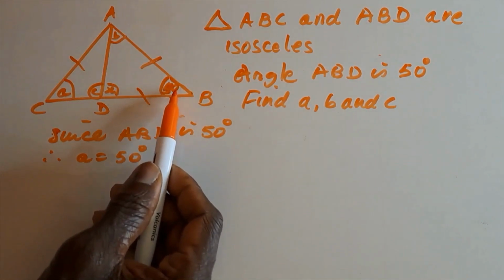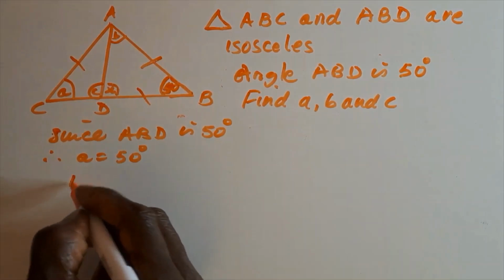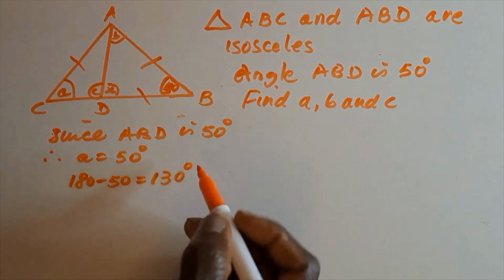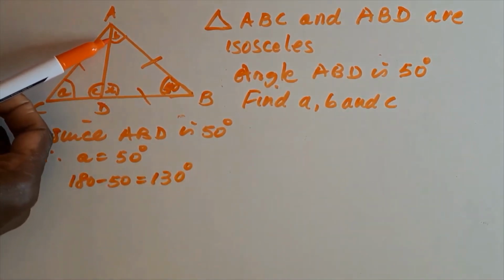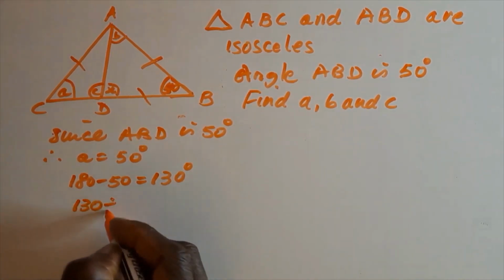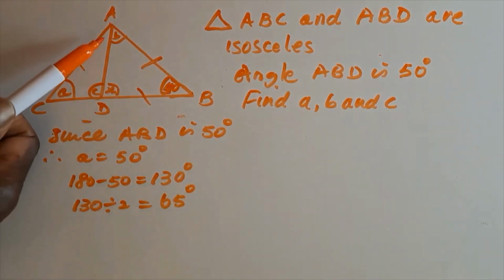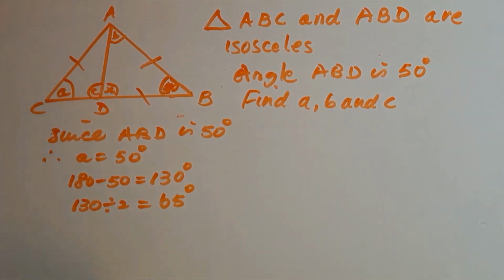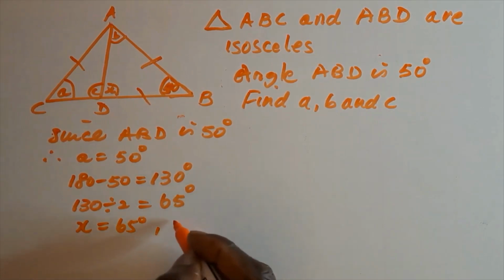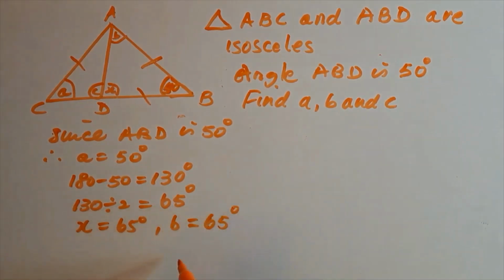And we know the sum of the angles in any triangle is 180 degrees. So if we take away 50 from this, we have 130 degrees to divide equally between B and X. And that will give us 130 divided by 2, which will give us 65 degrees. So we know both B and X is 65 degrees. So X is equal to 65 degrees, and also B, which we want to find, is equal to 65 degrees.